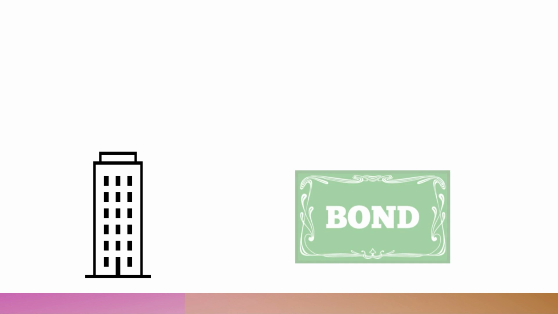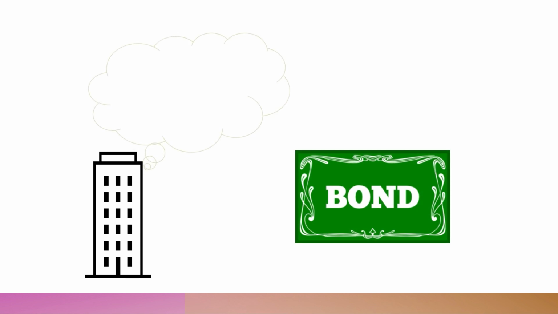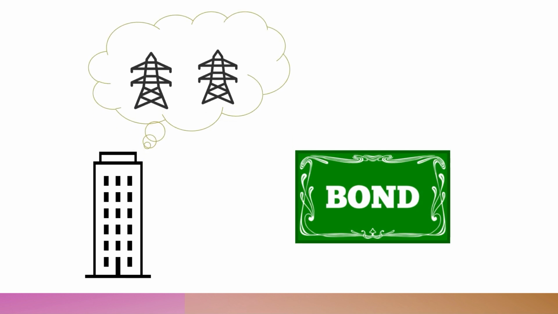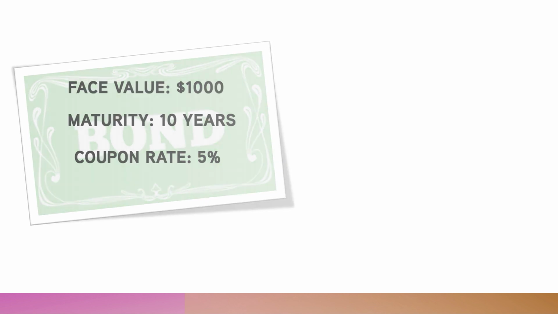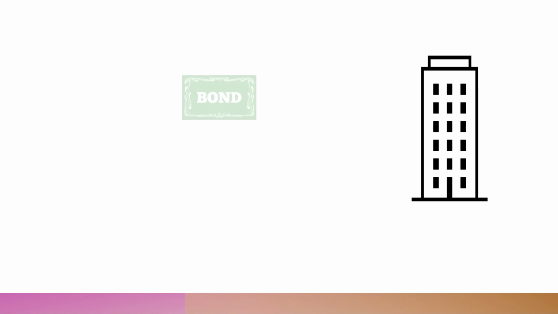To sum up this lesson, consider this scenario. A corporation is planning to expand its business and decided to issue bonds. Each bond is a loan for $1,000, which the corporation promises to pay back in 10 years. And to make it more attractive to investors, it promises to pay a 5% coupon rate annually. Here, an investor buys the bond at a face value of $1,000.